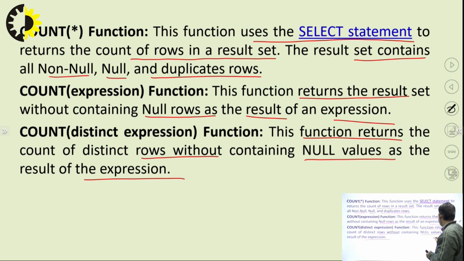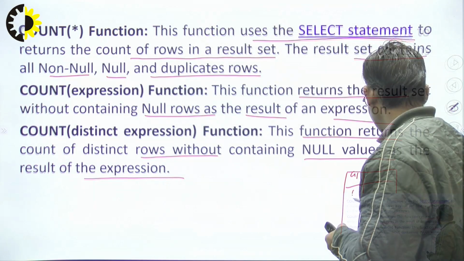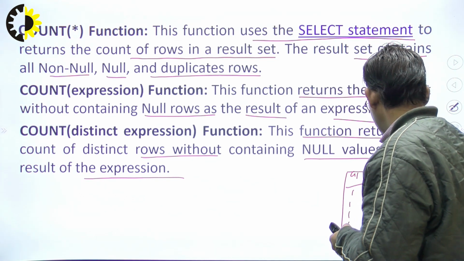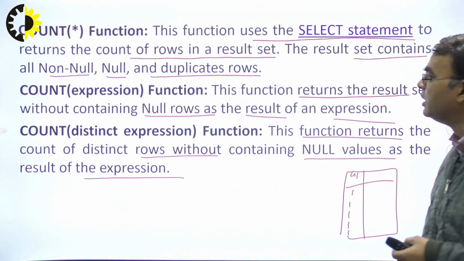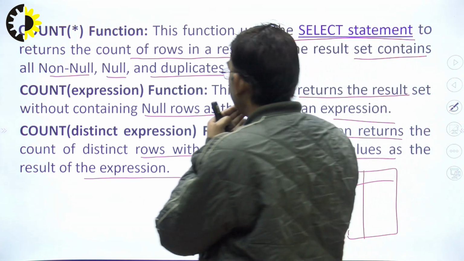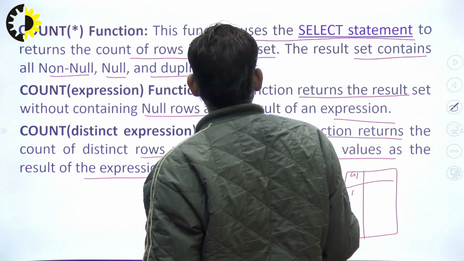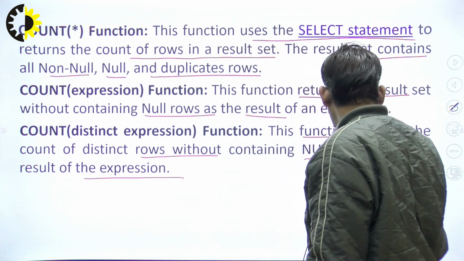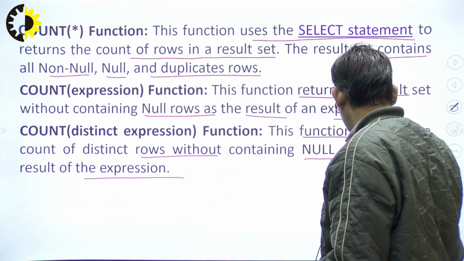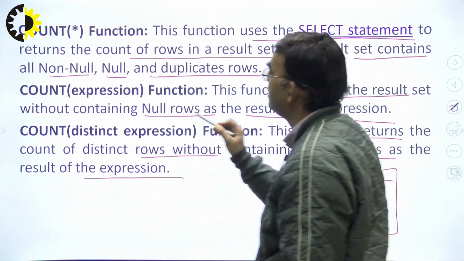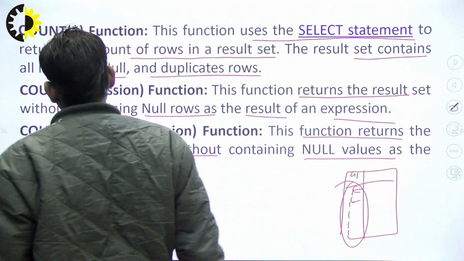Let's suppose this is the table, this is attribute A1, and here we have inserted 1, 1, 1, 1, 1. How many 1s are there? 1, 2, 3, 4, 5. Count star doesn't care whether a value is repeated, null or not null. It will return the total number of values. That is the count star function.